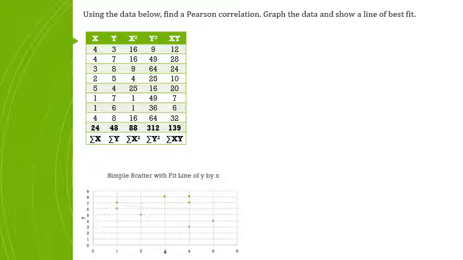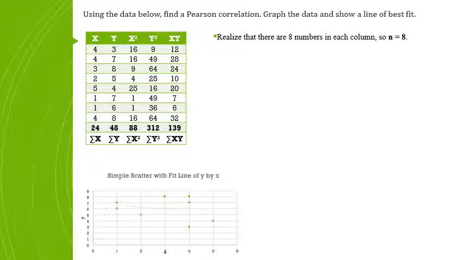And then for xy, you're just going to simply multiply the x value times the y value. So for example, in the first one, it would be 4 times 3, you'd get 12. The second would be 4 times 7, you'd get 28. You're going to add up the xy column. The summation would be 139. So you need those 5 summations at the bottom of this table to compute a Pearson correlation.